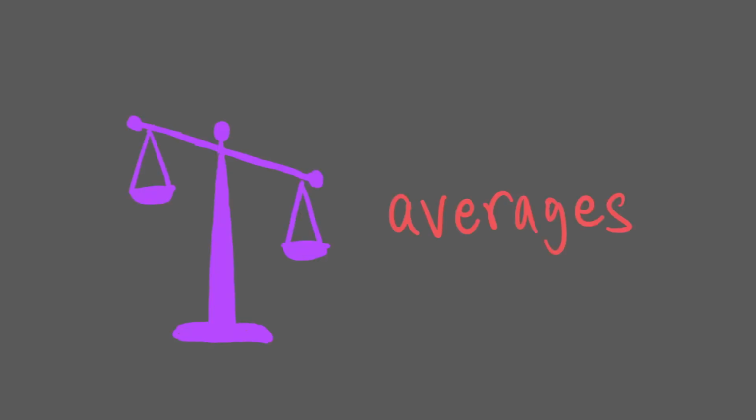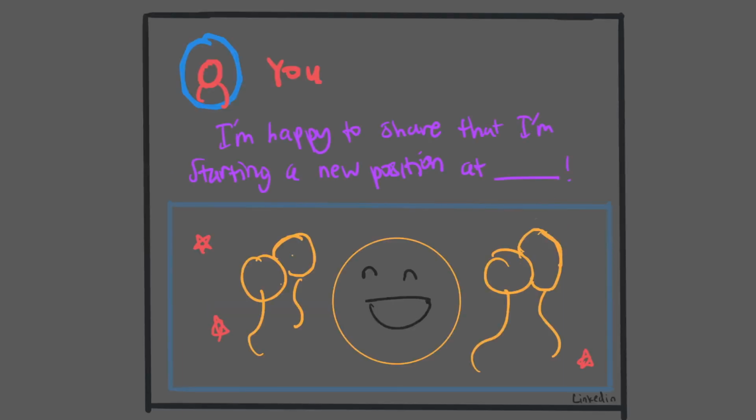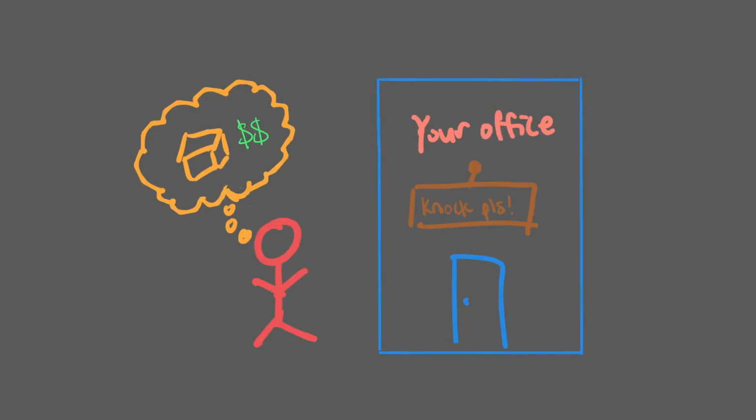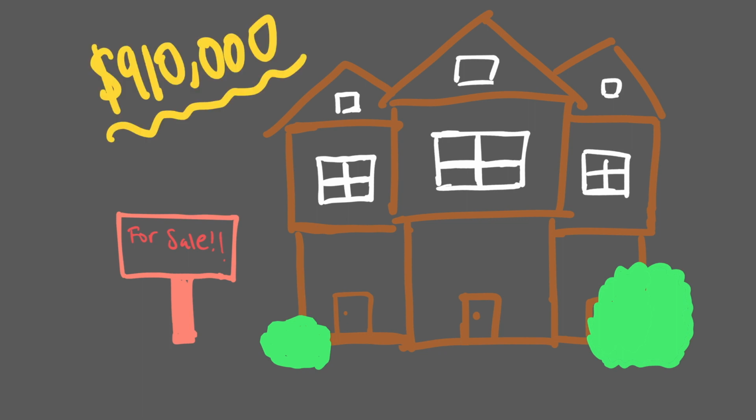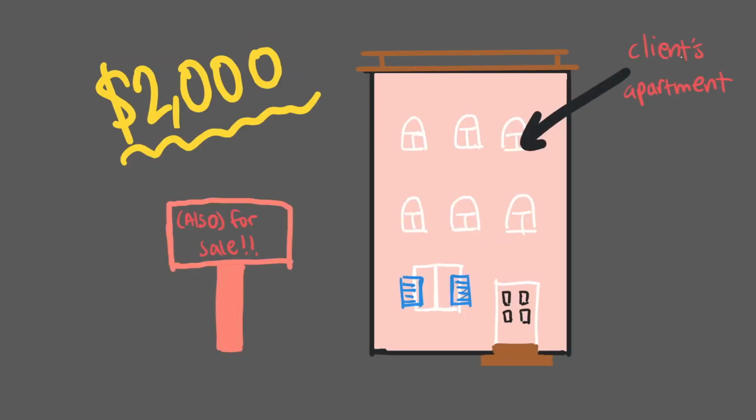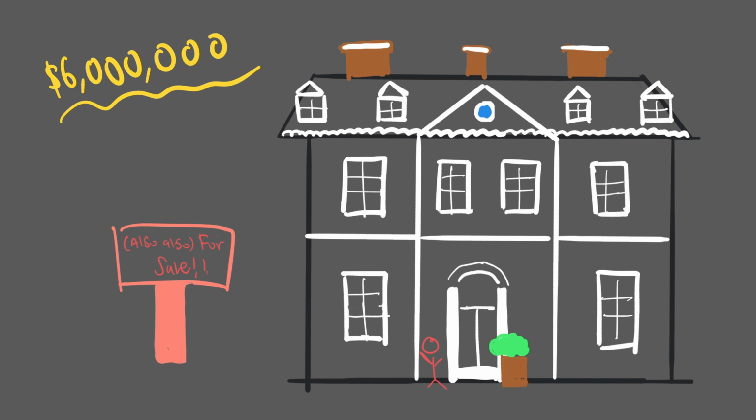Today, we will be going over weighted averages. To explain this concept, let's go through a quick analogy. Let's say you have been recently hired at a successful realtor company. As your first task, a client has asked you to help them sell 3 properties: a townhouse in the suburbs for $910,000, an apartment for $2,000, and a mansion for $6 million.